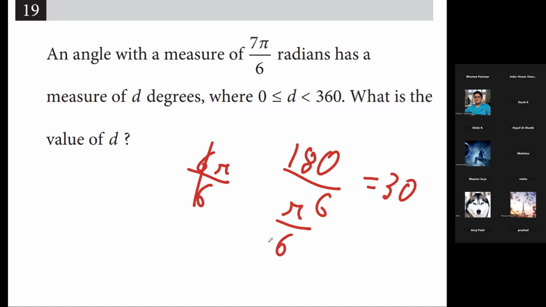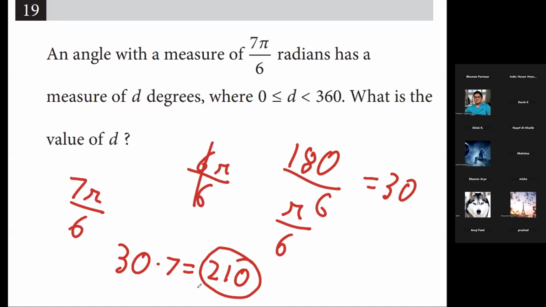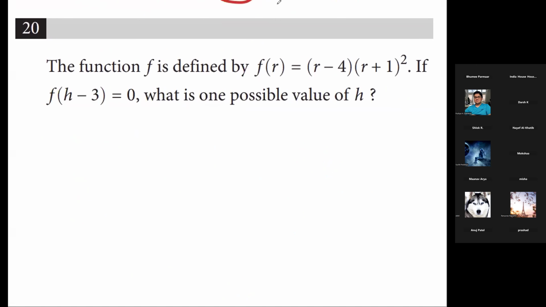So if we know that pi over 6 is 30 degrees, then what is 7 pi over 6? We just take pi over 6 and multiply it by 7. So that means we would take 30 and multiply that by 7. That would be 210 degrees. Okay, question 20.